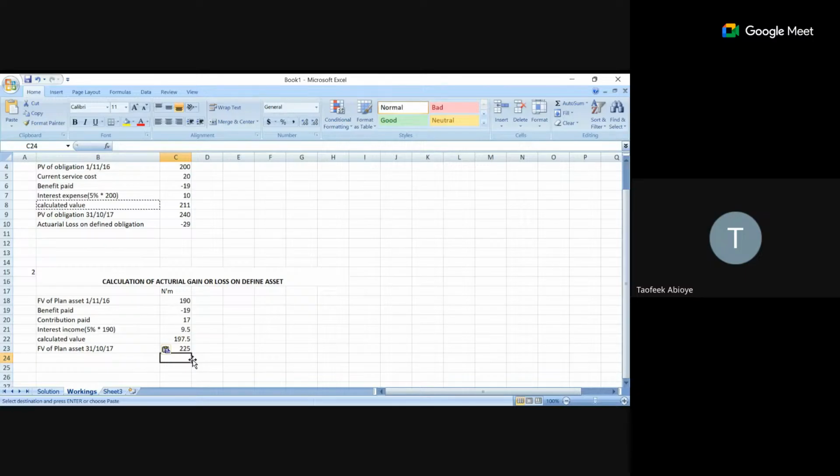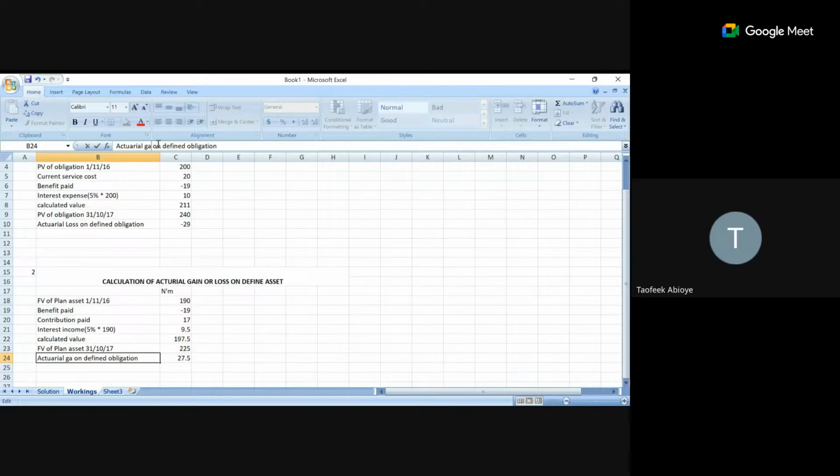But let's look at it together. Is it loss or gain? Gain. Our gain, yes. So it's an actual gain because the fair value is higher now. Yes, the fair value is higher than this. So this is fair value, actual gain.